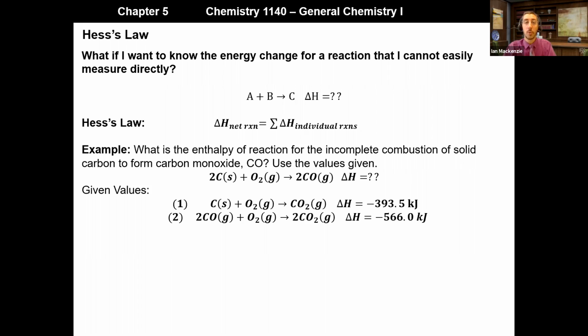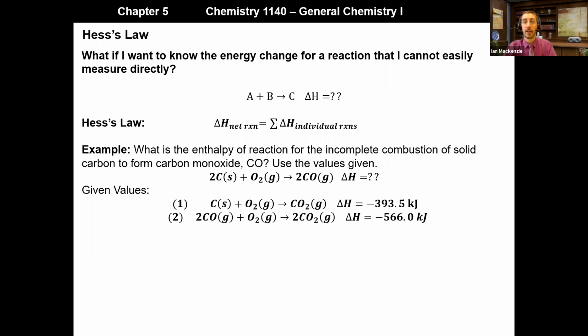But we have two equations that are helpful. One is the complete combustion of carbon to carbon dioxide. And then we also have, if we've got carbon monoxide, we can do a second combustion reaction with that to form carbon dioxide. And those two equations have their corresponding enthalpies, and I can use these now to help me determine the net equation and the net enthalpy.